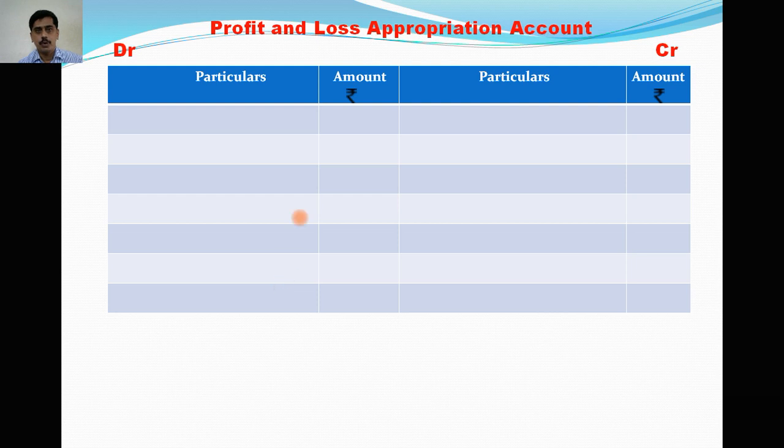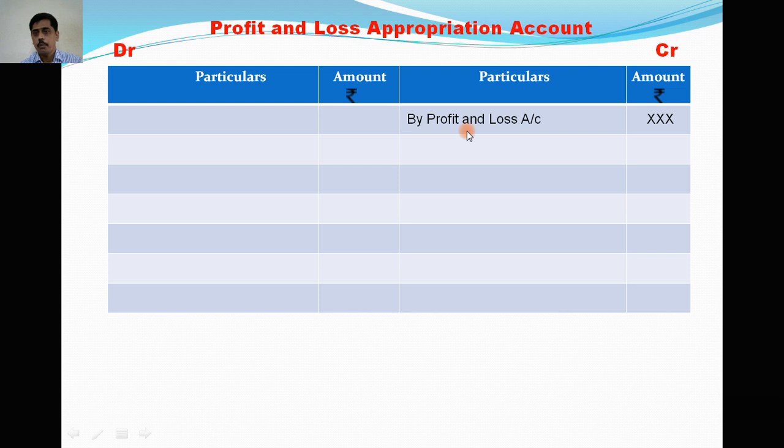Take the heading profit and loss appropriation account. Debit, credit, 4 columns, particulars, amount rupees, particulars, amount rupees. Generally we start with the credit side where we write by profit and loss account, net profit brought down. If there is net loss, the same will come on the debit side, but the situation is very rare. That too for your level it may not come. In almost all the problems we are supposed to take net profit only.